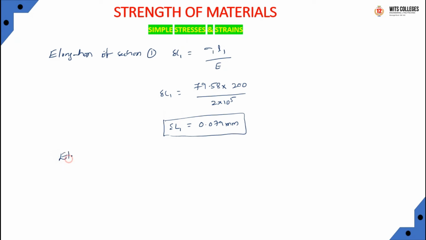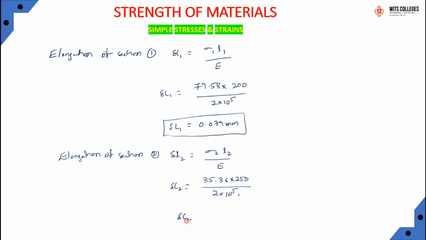Okay, so this is delta L1, as well as the elongation of section 2, that is delta L2 equals sigma 2 L2 by E. So delta L2 equals 35.36 into 250 by 2 into 10 power of 5. Okay, so delta L2 equals 0.044 mm.